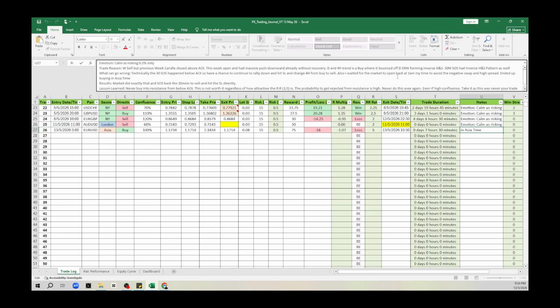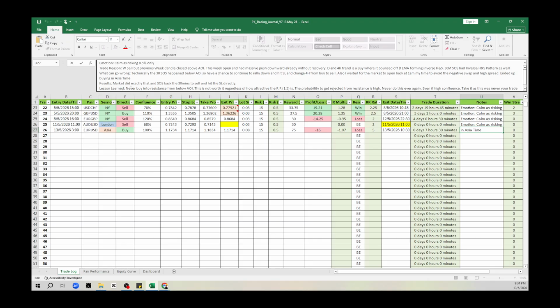Also, I waited for the market to open back at 1 a.m. my time. So I was waiting, I was screwing up my sleep, and I was waiting for the market to close and the negative swaps to all play out and the market to open back again. And then the spread was bigger, so I was waiting for the spread to go smaller. All right, so I was avoiding all these things, to avoid the negative swap and high spread. Ended up buying in Asia time, right? So the market did exactly that, and the shift of structure back to the 30 minutes to sell and hit the stop loss directly.